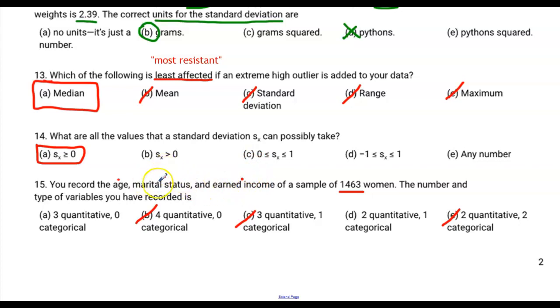But marital status is either single, married, divorced, widowed, etc. So I would say that is 2 quantitative, 2 with data that can be compared, and 1 categorical, one that can't necessarily be compared, added, subtracted, that kind of thing.